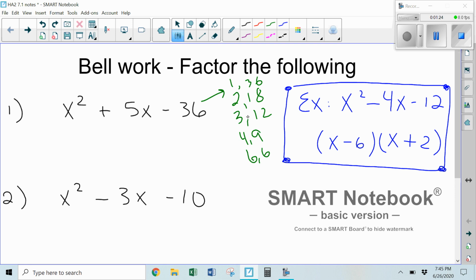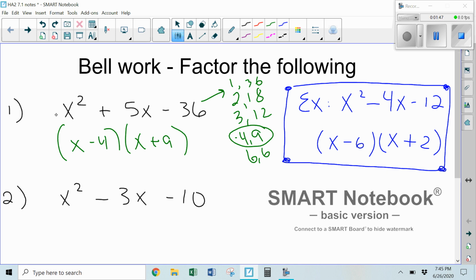So of these choices, which one's going to add to 5? 9 and 4 could make 5 if the 4 is negative. And that's where you can also check the negative now because they're going to multiply to negative 36. So one's going to be x minus 4. One factor will be x plus 9. You always redistribute this out, and that is how you can check your answer.